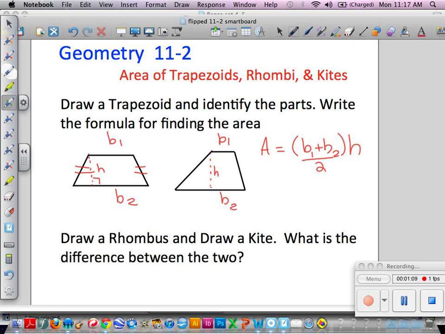If you look in the book, their formula says one half times base 1 plus base 2, times the height. And these are the same formula, people. This is a 1 and this is a 2. All they've done is pulled that one half out front. So if you're looking in the book and are confused, they are the same formula.